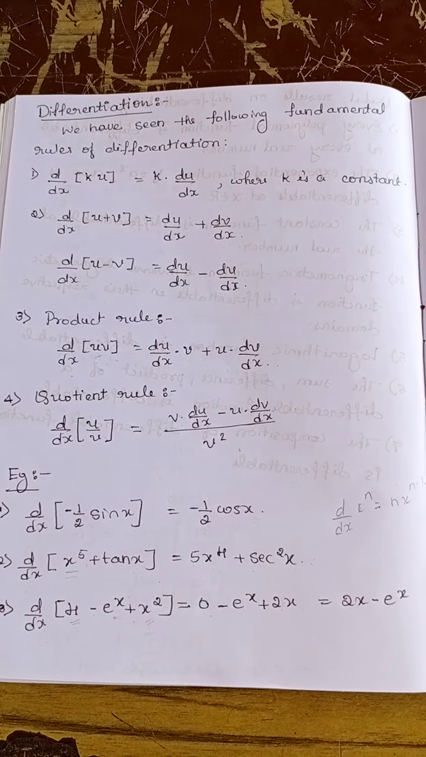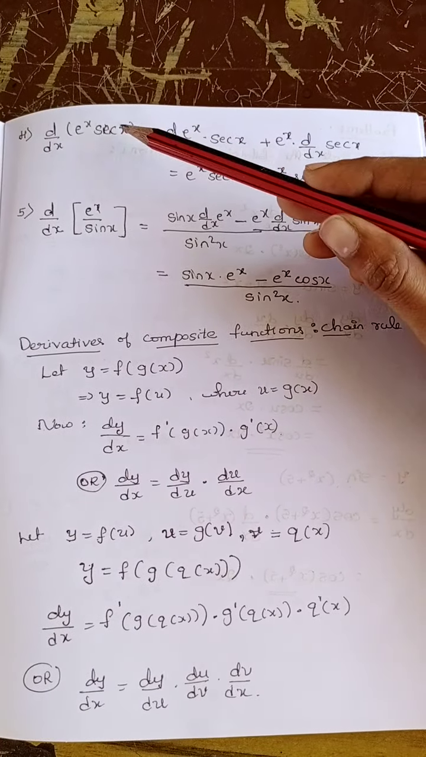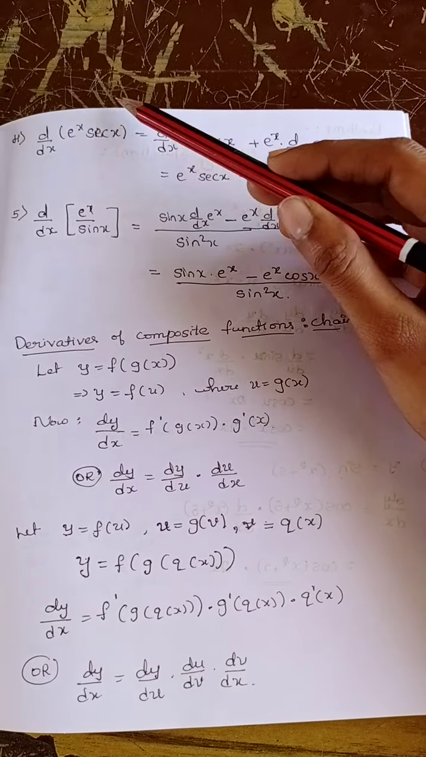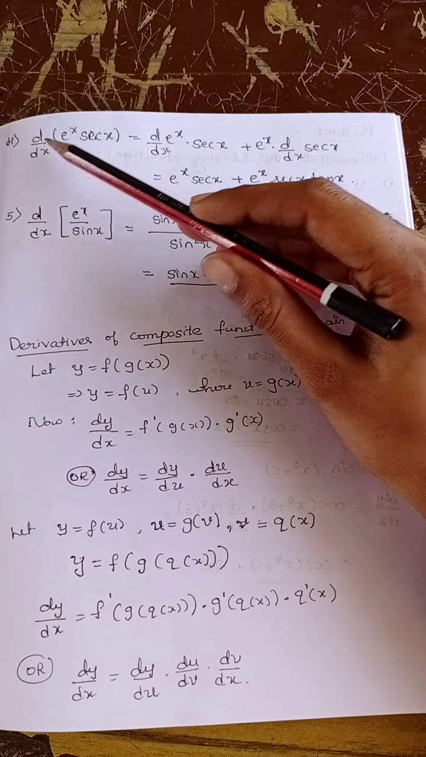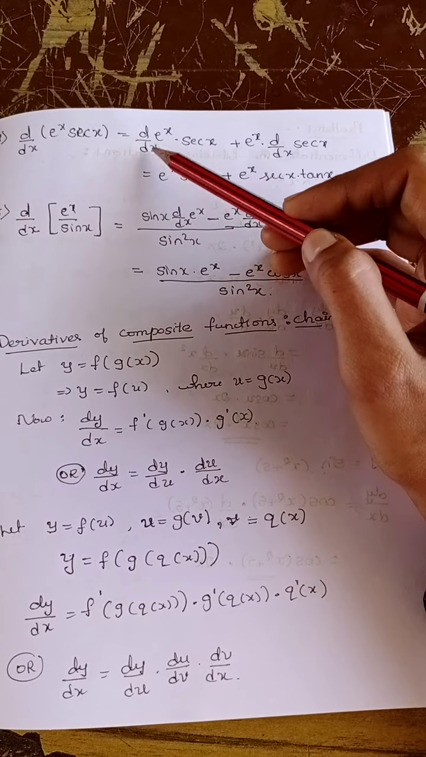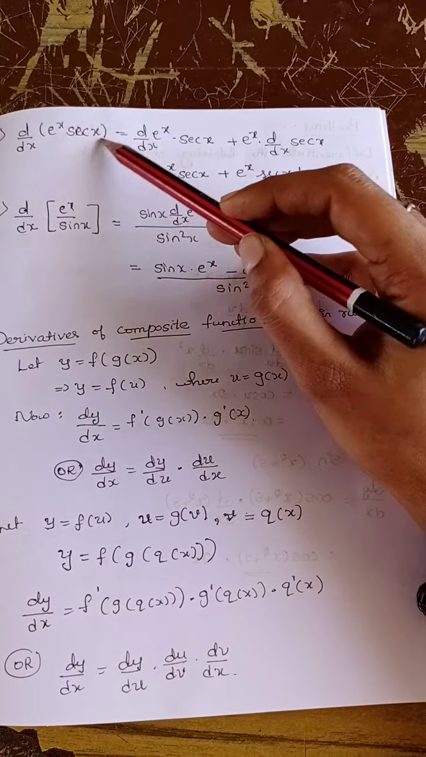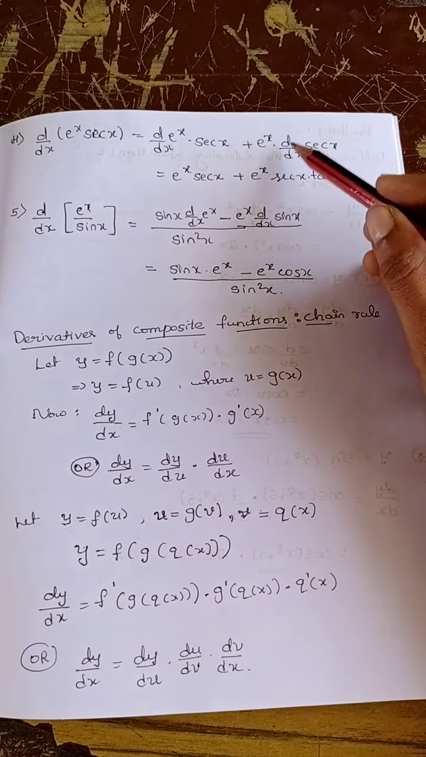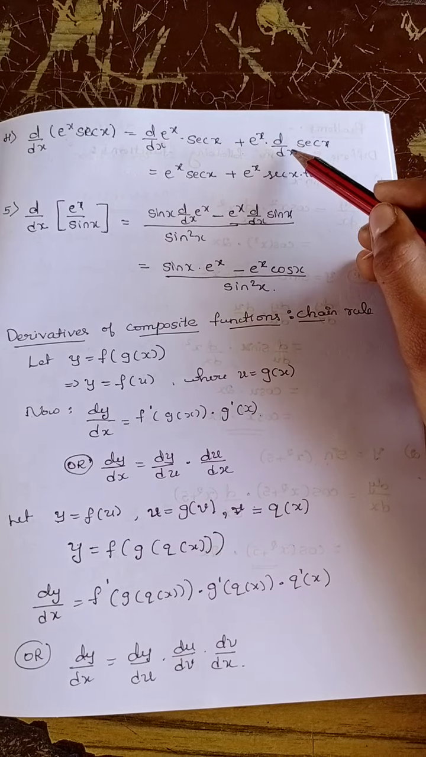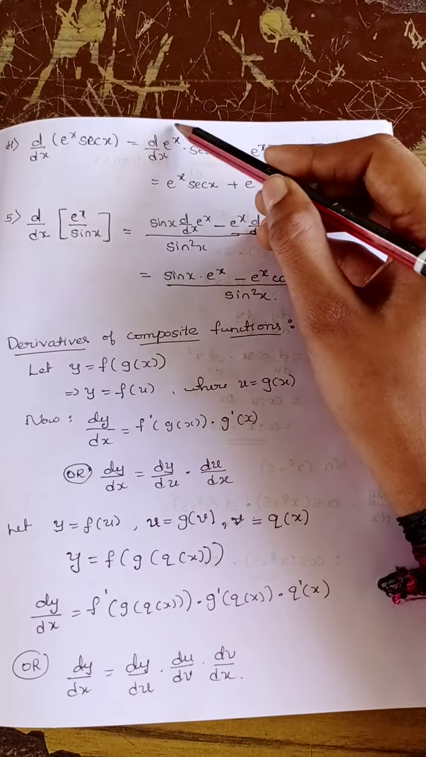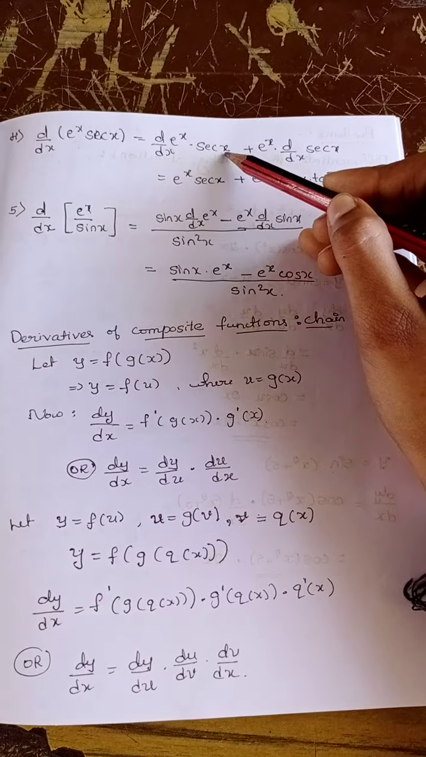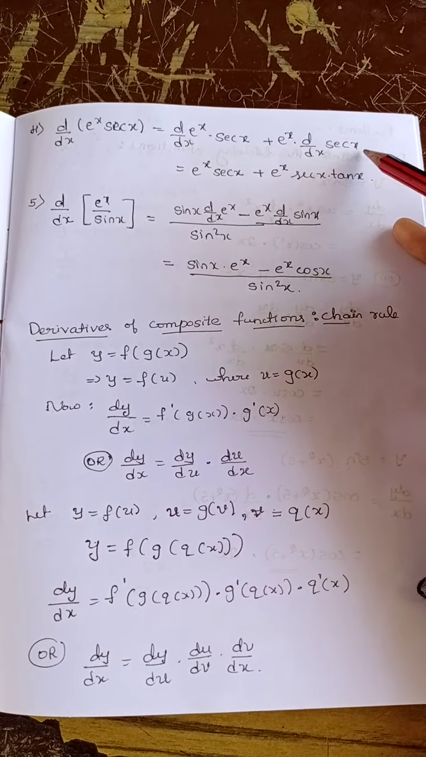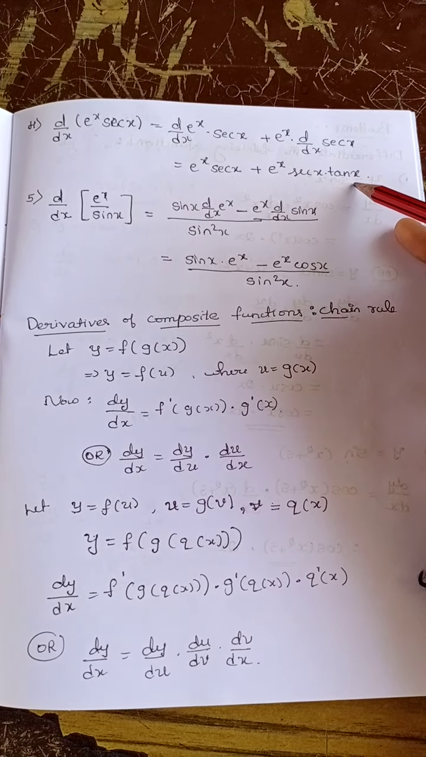Next one, d by dx of e power x into secant x. You have to use the product rule here, that is the differentiation of first term, that is d by dx of e power x into second term, secant x, plus first term into differentiation of second term, that is e power x into d by dx of secant x. Differentiation of e power x is e power x, secant x as it is, plus e power x into differentiation of secant x, which is secant x into tan x.